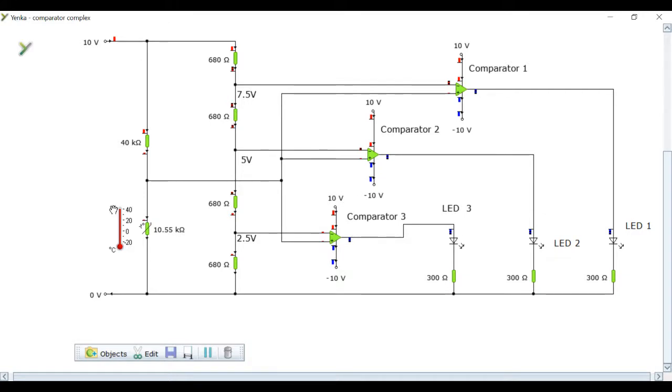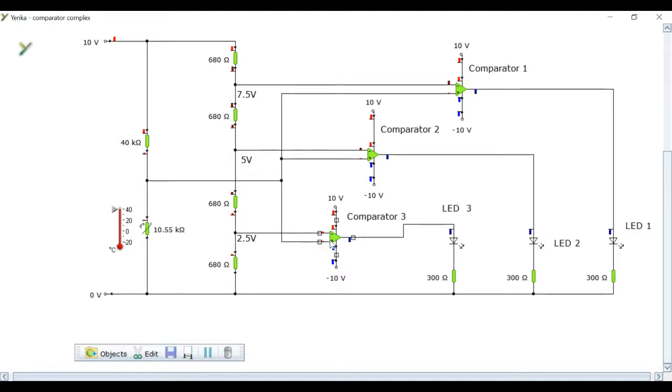So this time when it is hot, all of the LEDs are off, and as the temperature falls, in turn, the LEDs will come on. The reason for that is because the inverting and non-inverting inputs have been turned round. So here at the moment, in a hot temperature, I'm getting 2 volts. That 2 volts is less than 2.5, less than 5, and less than 7.5.